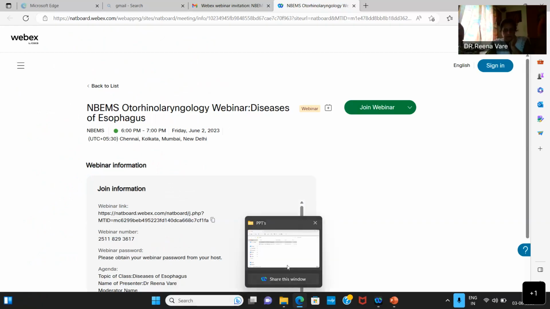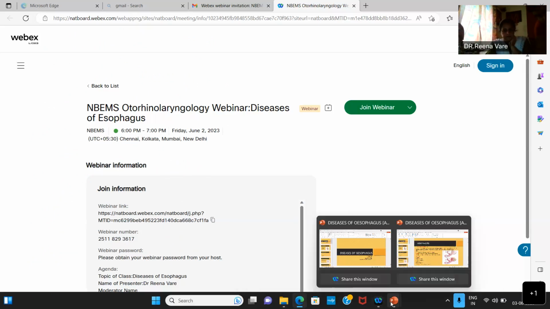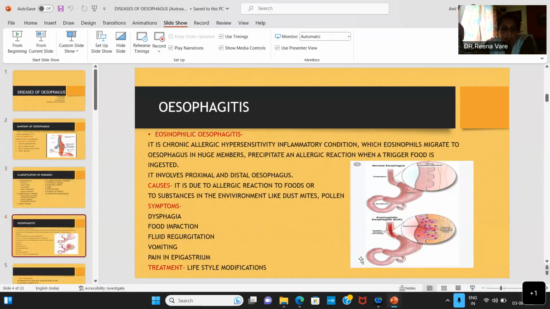Then put the fourth slide. It will have to be done on the PPT. So eosinophilic, can you all see this? Eosinophilic esophagitis?